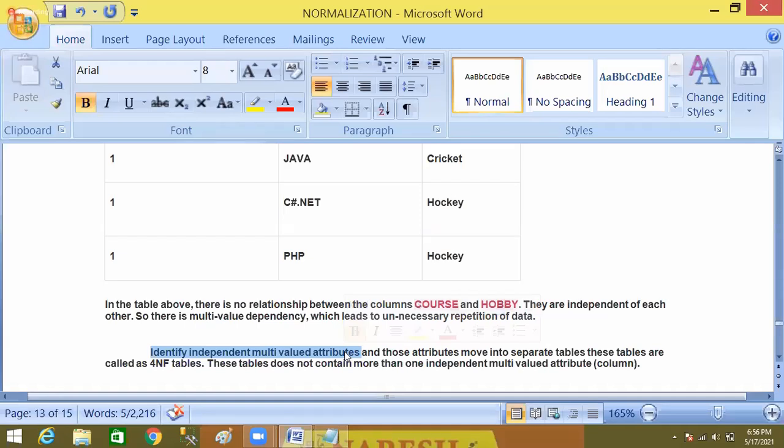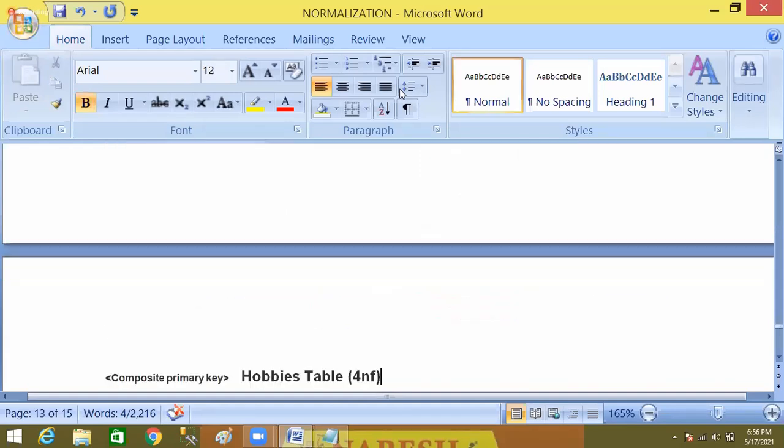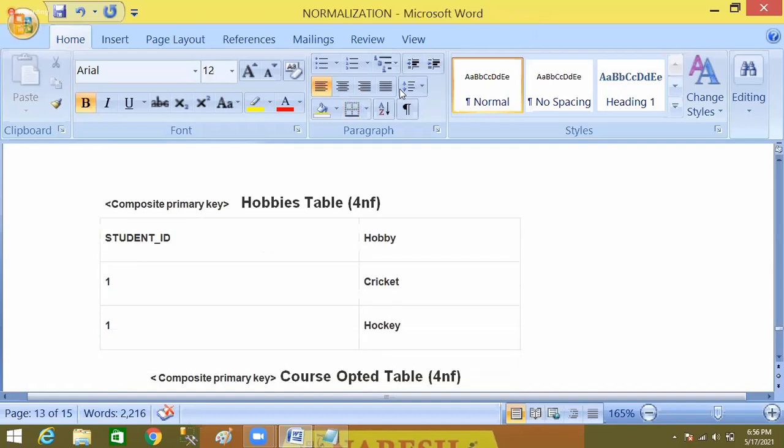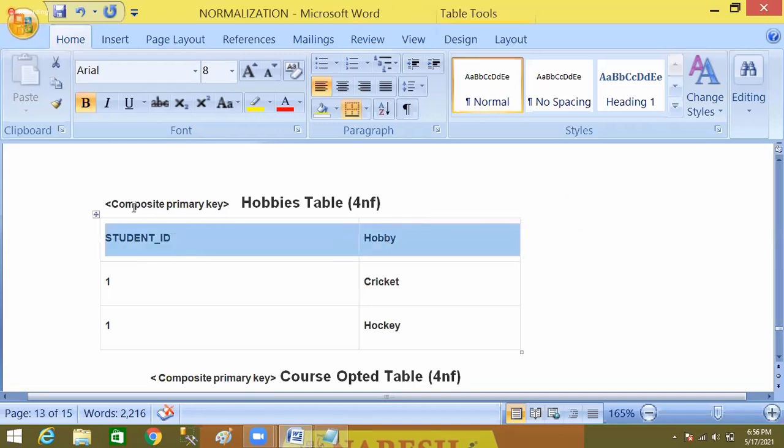Now here, what did I identify? Course and hobby. In this table we have course and hobby, two independent multi-valued columns. Now I have to separate those two columns. Let's see how to separate them. One table I separated is the hobbies table. In the hobbies table I took student ID and hobby, and both are composite primary keys.